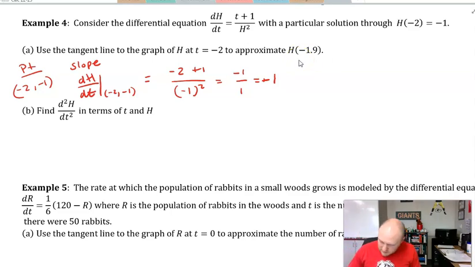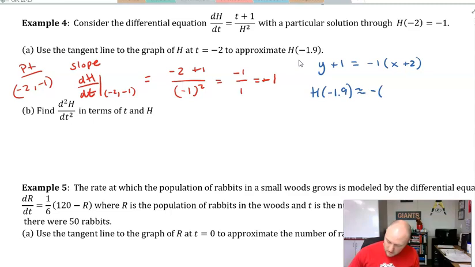Now I'm going to go ahead and just generate my equation. So y plus 1 is equal to -1 times x plus 2. So that means h of -1.9 is approximately -1.9 plus 2 minus 1. So we have -0.1 minus 1, so -1.1. That's the approximation.